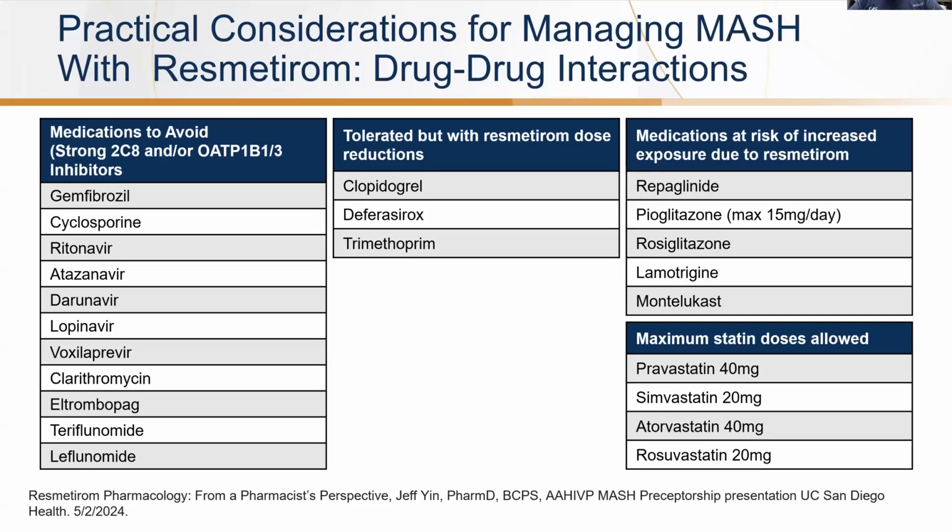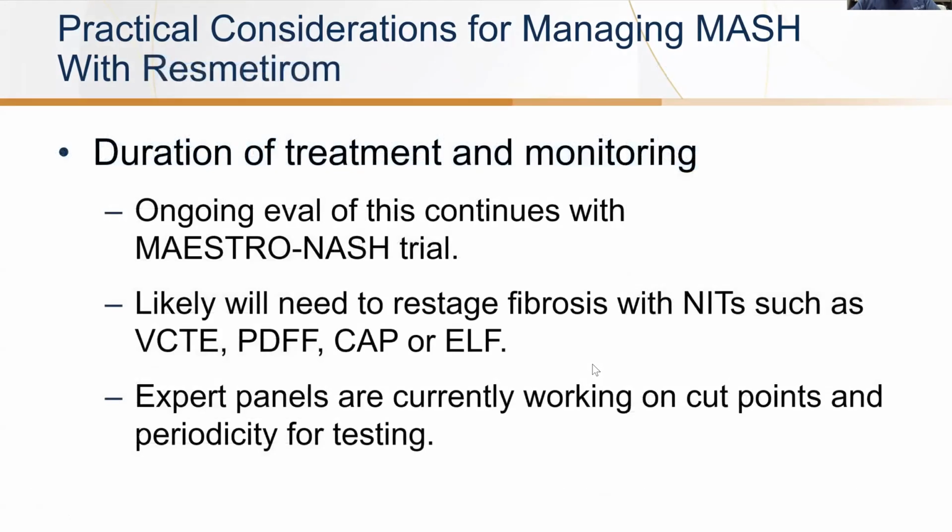As far as medications that can cause risk of increased exposure due to resmetirom, so repaglinide, pioglitazone, you want to use a max dose at 15 milligrams a day if you're using with resmetirom, rosiglitazone, lamotrigine, montelukast. And then as far as statins, you can use statins, but you want to keep the dose low because this can interact with resmetirom and create statin-like interactions. So pravastatin, 40 milligram dosing, simvastatin, 20 milligram dosing, and atorvastatin, rosuvastatin dosing, as you can see.